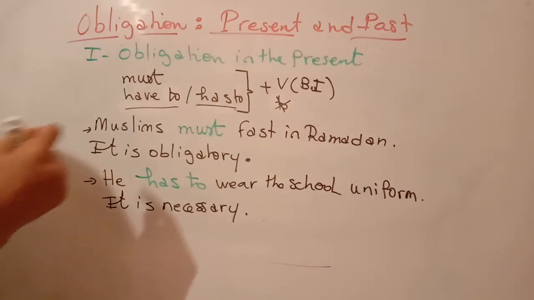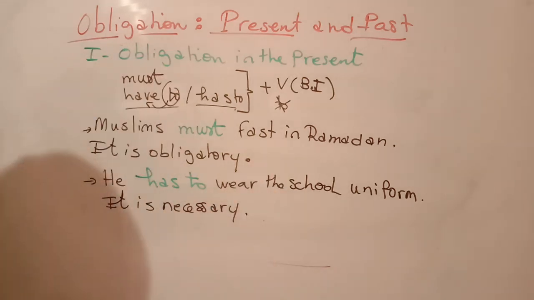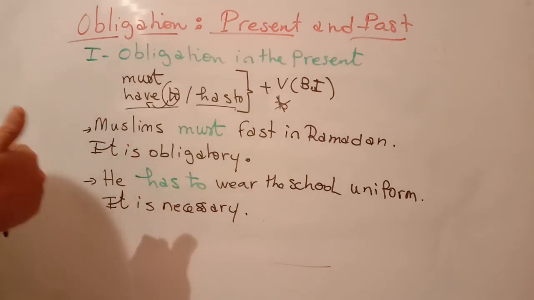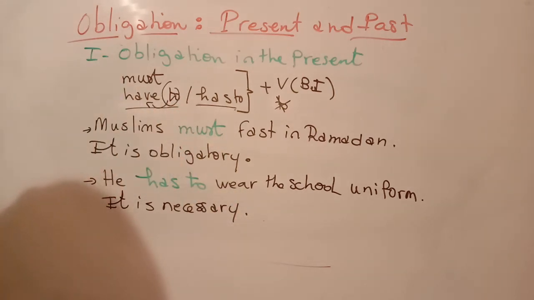Another modal verb expressing obligation in the present is have to or has to plus verb bare infinitive. Bear in mind that this to is part of the modal verb. It's not the to of the infinitive. Okay? We use have to with I, you, we, and they. Has to, we use it with he, she, and it. Right? Okay, so let's study these examples.